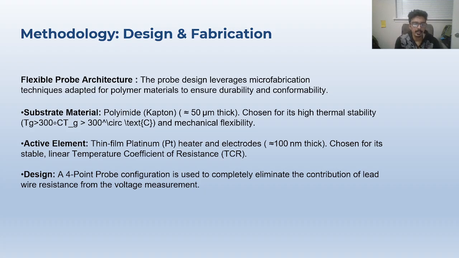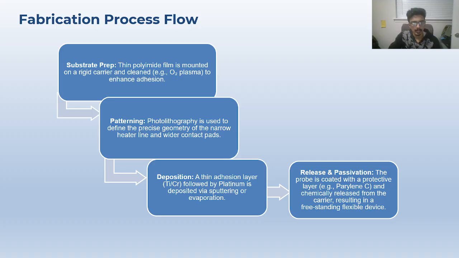And the active element is platinum, and we have used platinum because of its stable nature and the linear temperature coefficient of resistance. And the design is going to be a 4-point probe configuration. So this is the fabrication process. This is like a flow chart that we are going to follow to construct the entire thermal probe, the flexible thermal probe.